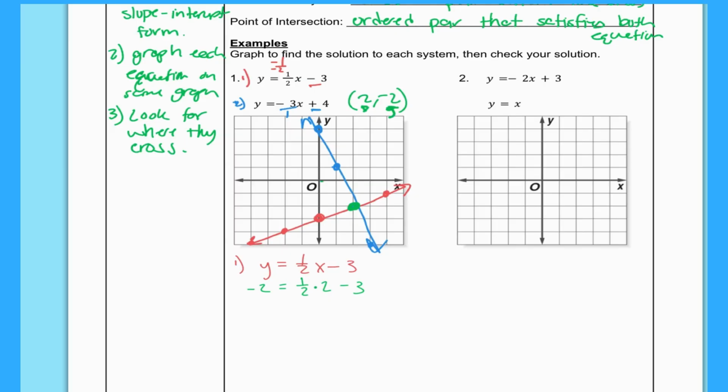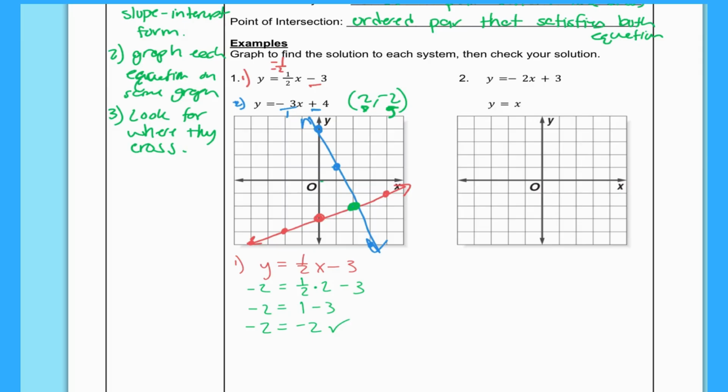And then we're just going to simplify each side. The left-hand side is already simplified. That's just -2. On the right-hand side, 1/2 times 2 is 1. Then I still have -3. Again, the left-hand side stays -2. On the right-hand side, 1 minus 3 is -2. And then you want to check, is this a true statement? Is -2 really equal to -2? And it is, so our solution worked.